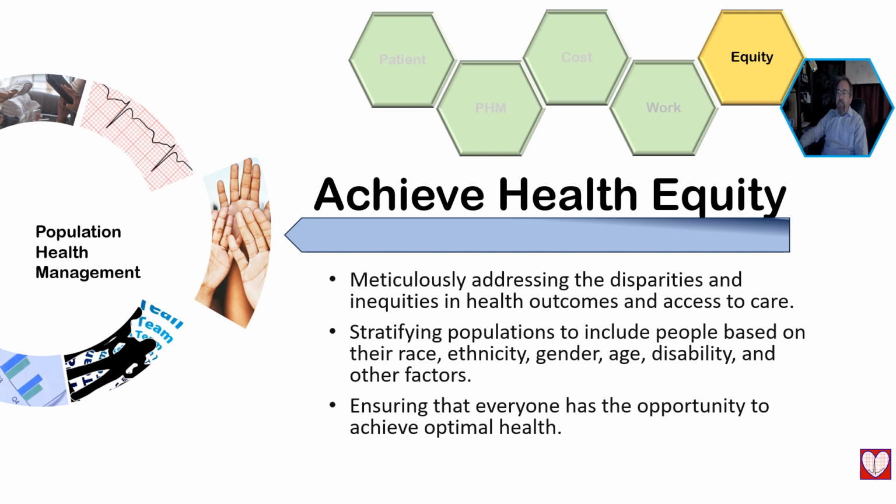Stratifying populations to include people based on their race, ethnicity, gender, age, disability, and other factors seems like a no-brainer, but a lot of our bias in healthcare tends to come from algorithms that are just written to the majority. And the majority tends to be where we would have our cost savings, where we would have our lowest threshold of barrier to entry, etc. But it tends to leave out all of those that we've already addressed here.